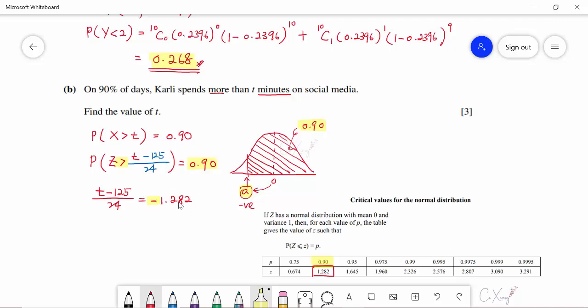After that, I think the step will be quite simple. You move all the numbers to the other side, and you'll get the value of t. I will change it to 3 significant figures, which is 94.2 minutes. And this is how we get the value for t for this question. So here we ended this paper.